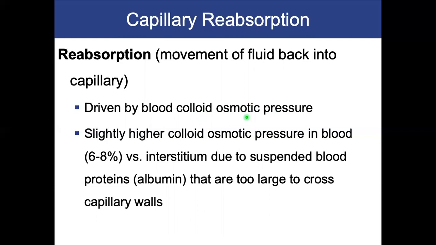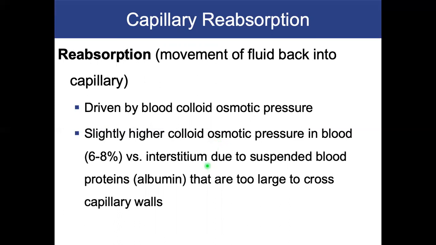Which particle is that? It's going to be albumins, right? And then what is the particle concentration or percentage of the particles in the plasma, or what is the osmotic pressure in the blood? So it's around 0.9% or 310 milliosmoles, right? So there's a slightly higher colloid osmotic pressure in the blood versus the interstitium.